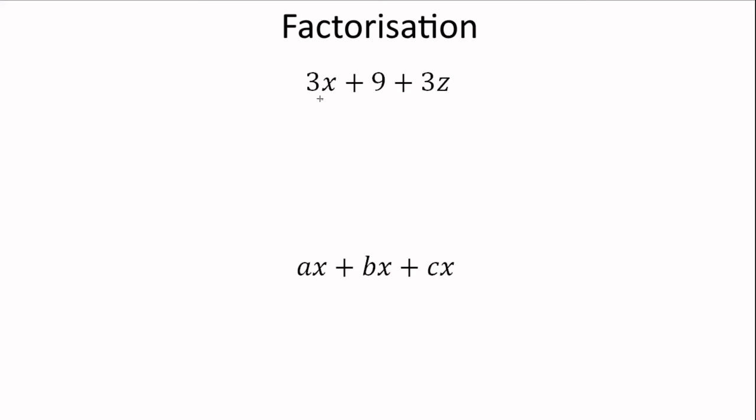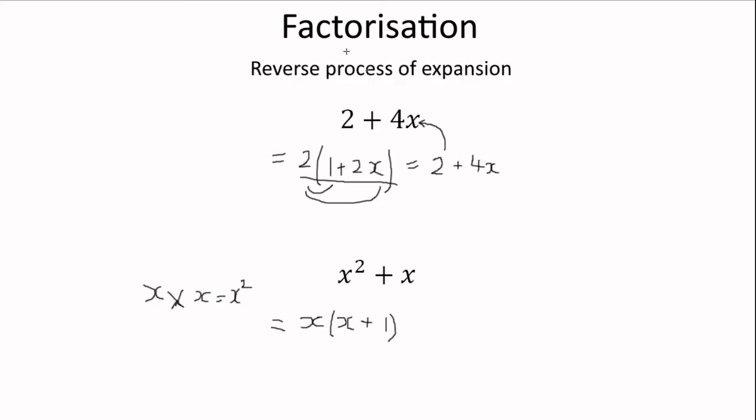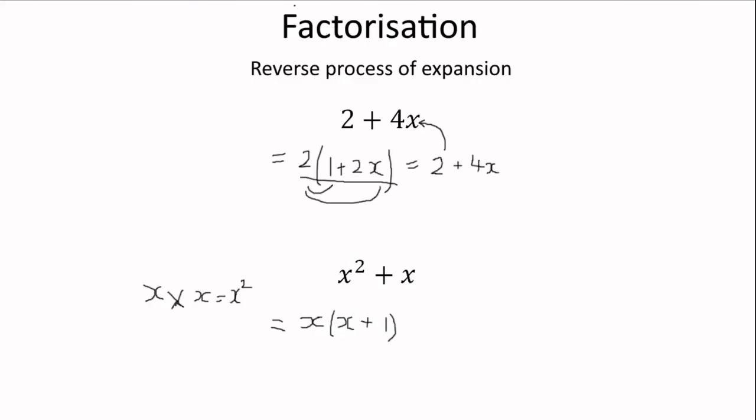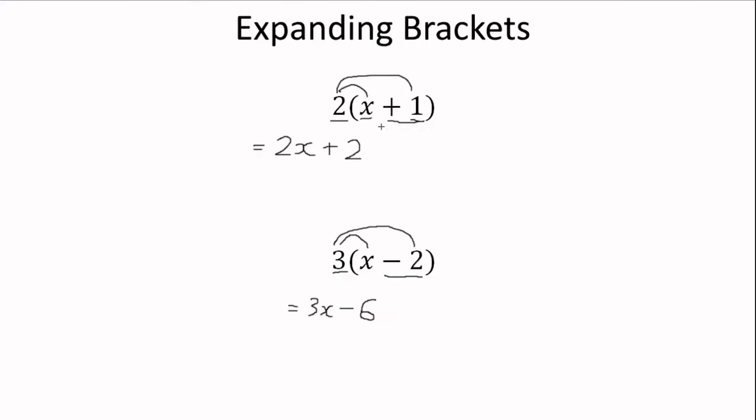examples here, we have 3x plus 9 plus 3z. Now in this situation, we have 3 terms. Now I have done examples with only 2 terms in both expansion and factorization, but you can have more terms. And if you had an extra term in here, for example, let's say 2x plus y plus 1, the process is exactly the same.